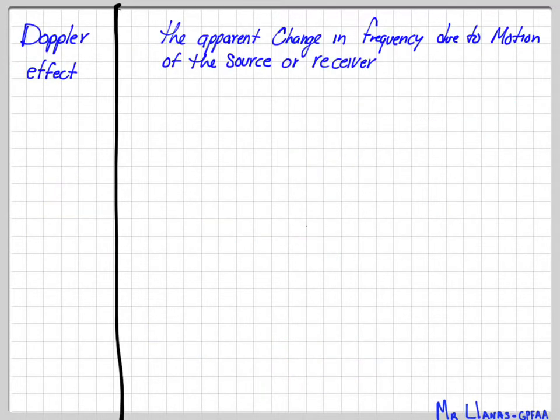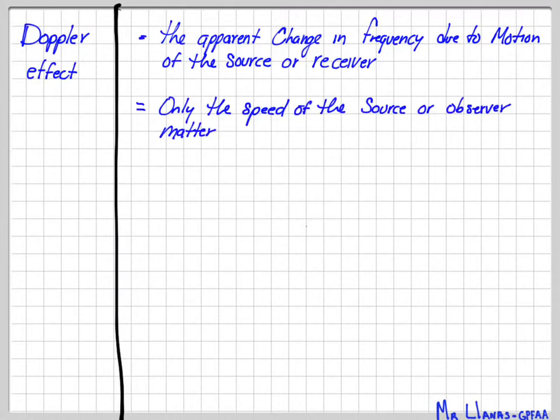Okay. Then we also talked about the Doppler effect, and the Doppler effect is just a change in frequency due to the motion of the source or whoever is listening to that sound. Okay, it is the apparent change, and it's only affected by the speed of the source or the observer. So that's the only thing. It's not about the observer or the source speeding up or slowing down. It's about how fast they're actually going.